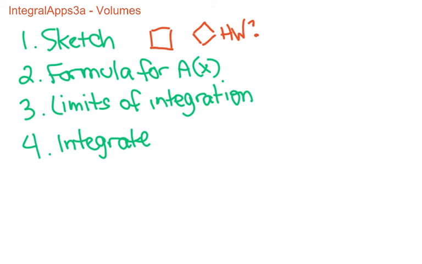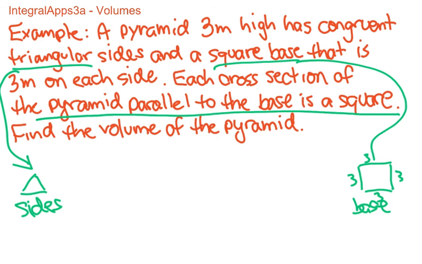Okay. And now the next step is to think about the formula for A of x. Well, the formula for a square is side squared, right? And so if we do that in terms of x, the area in terms of x is x squared. And truly, that's it.